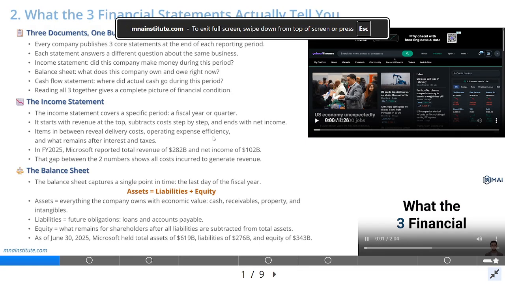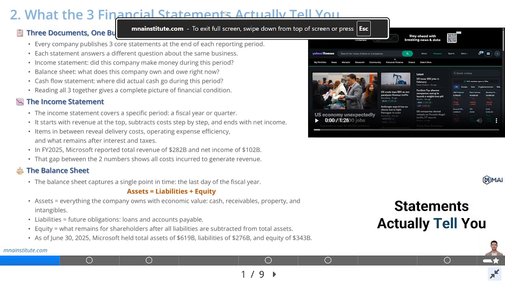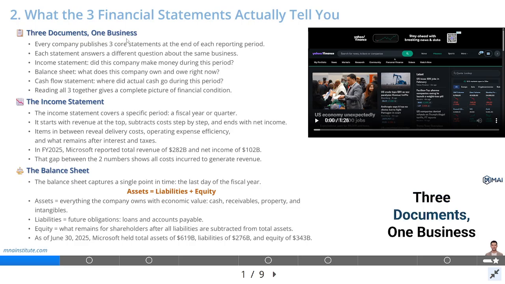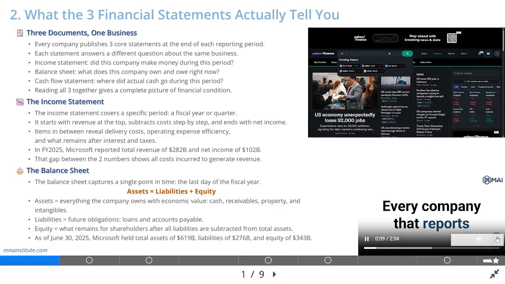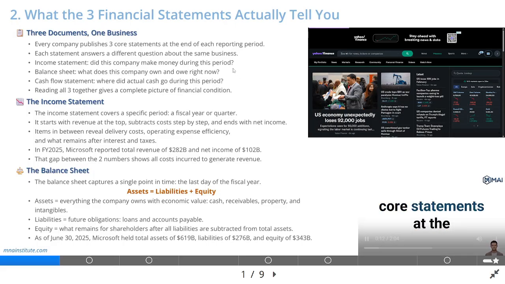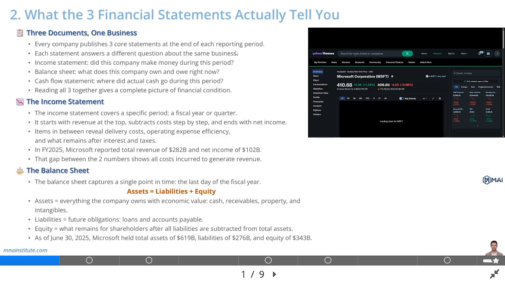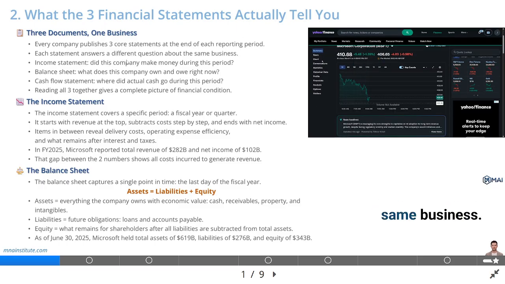2. What the three financial statements actually tell you. Three documents, one business. Every company that reports its financials publishes three core statements at the end of each reporting period. Each statement answers a different question about the same business.